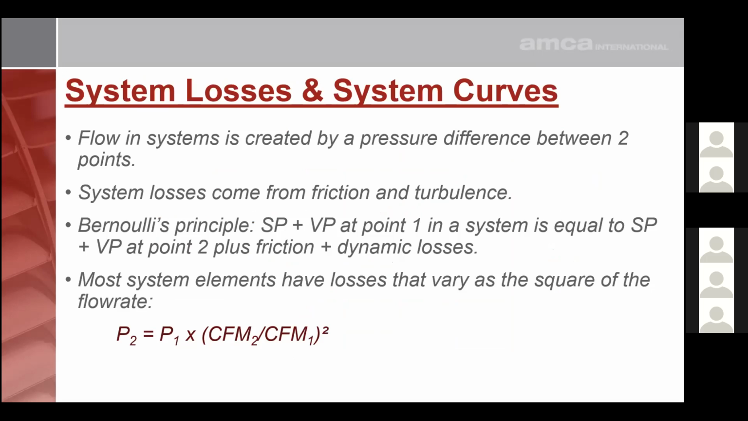All right, so flow is created through a system by increasing the pressure, and then that pressure forces the flow from the high pressure side to the low pressure side. And then each system is comprised of different things. There are flow control devices, reactors and other furnaces and other devices that use the flow for the process. But most system losses tend to vary as a square of the flow rate. If you double the flow, your system loss will be 4 times higher.